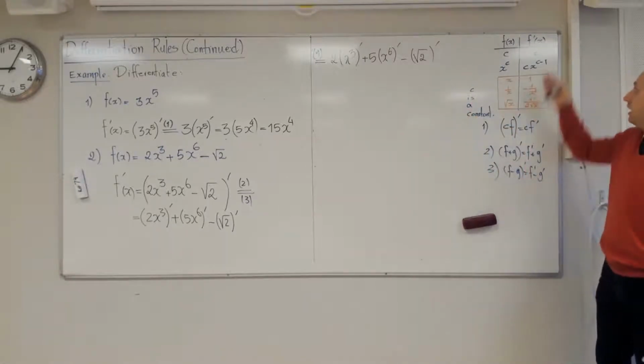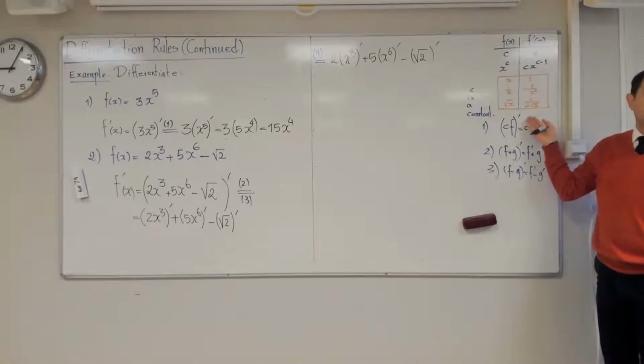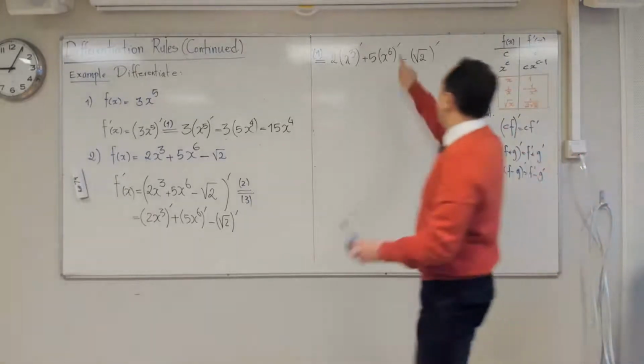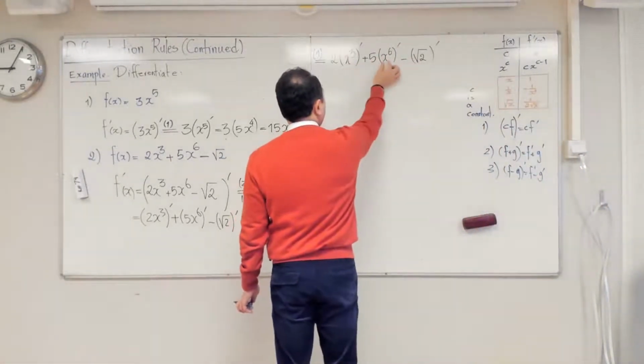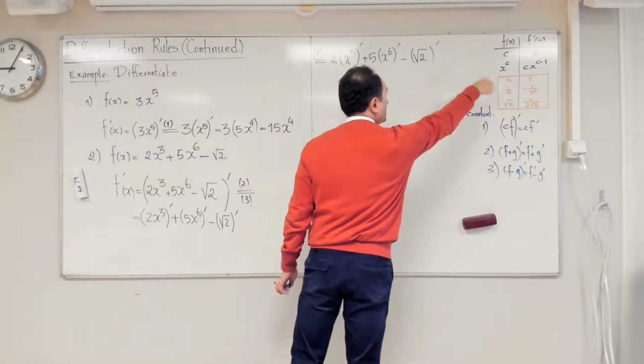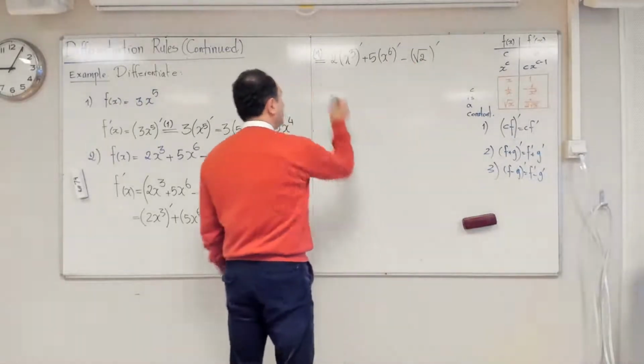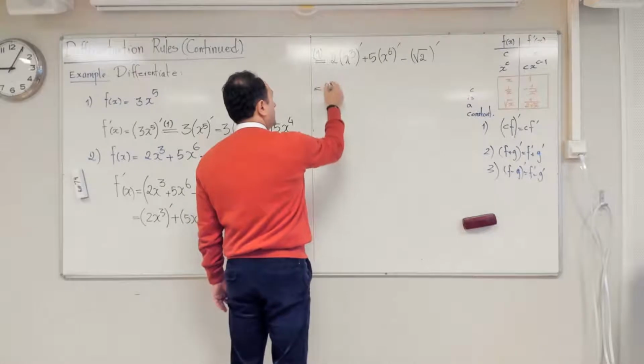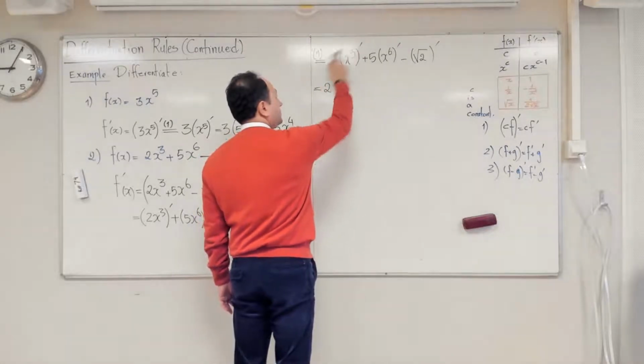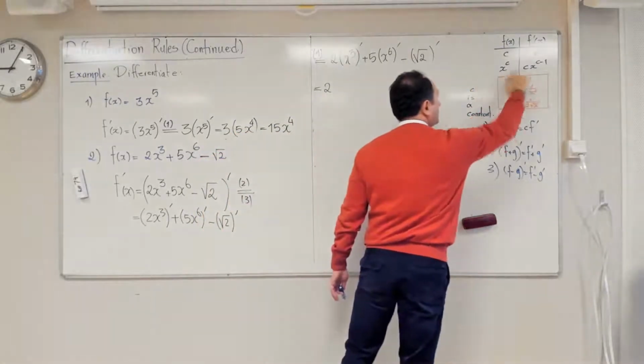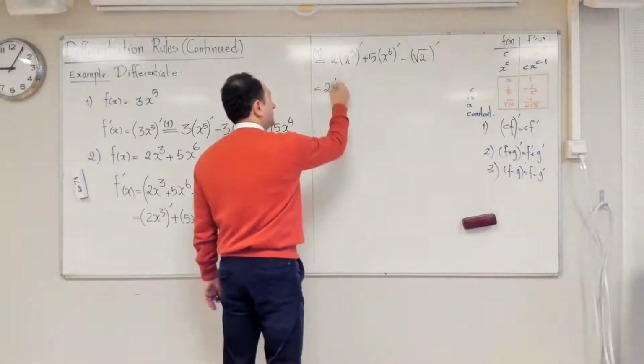And now I am allowed to use the table, because the primes are now on the functions that I have in my table. Yes? So now help me to write it down. 2 is just a constant. What is the derivative of x to the 3? I can use this rule from the table. What's the answer? 3x squared.